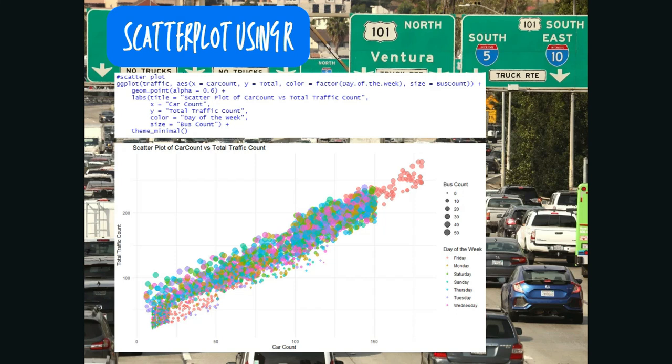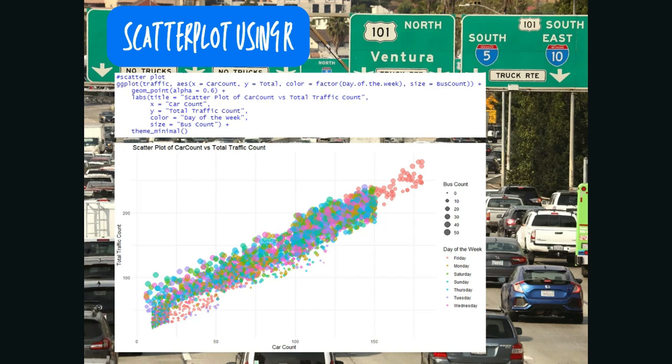So as the number of cars increases, the total traffic count also increases, which is expected since cars constitute a significant portion of the total traffic. And we also see that the size of the points varies according to the bus count, but there doesn't seem to be a clear pattern where higher bus counts are consistently associated with higher total traffic counts. And this suggests that buses, while contributing to total traffic, might not dominate the traffic flow in the same way as cars.